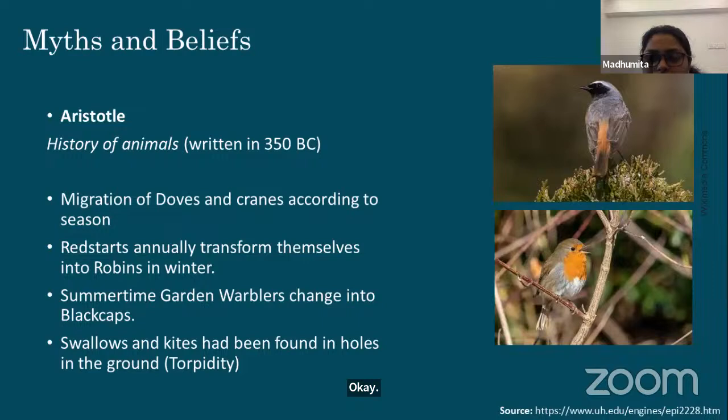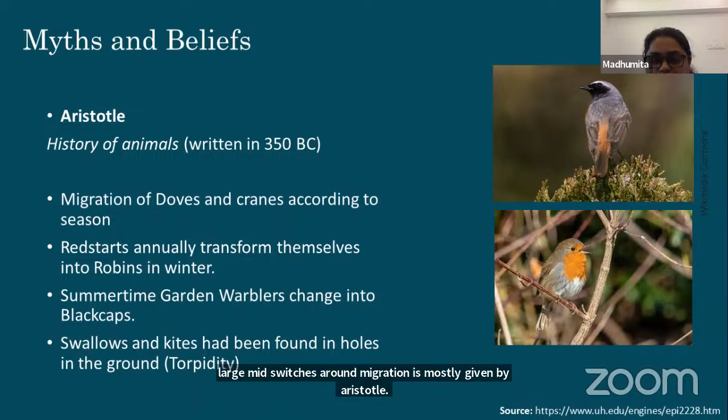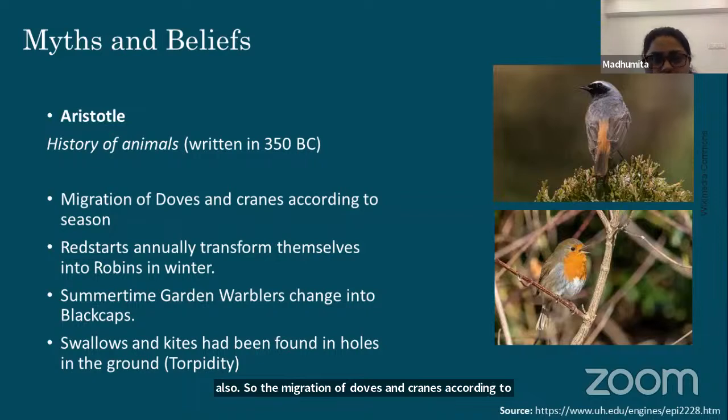So, myths and beliefs. Aristotle is a very well-known naturalist as well as a philosopher. Though he also assumed some of the largest myths around migration, most of which are attributed to Aristotle, he also noted a lot of true migration examples. The migration of doves and cranes according to the season was noted by him and written around 350 BC. He assumed, for a very valid reason, that some birds get transformed.